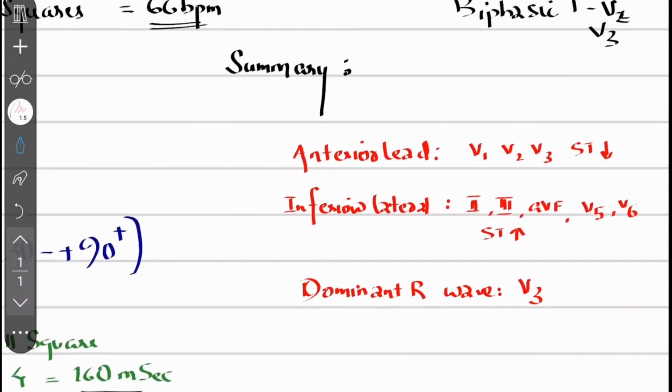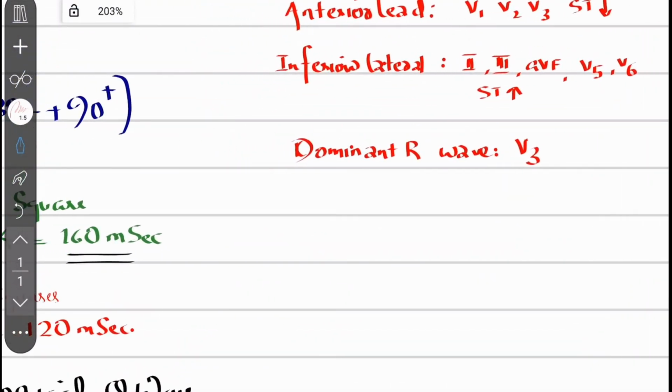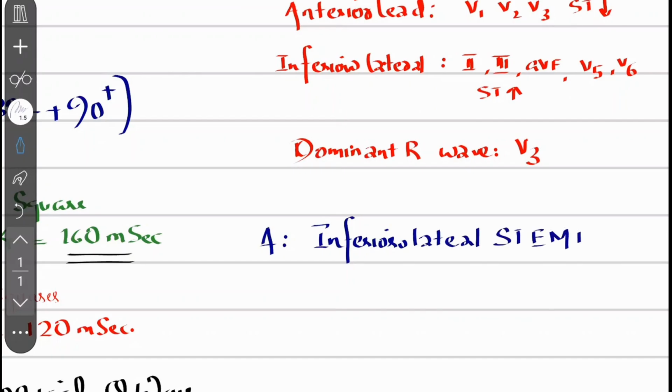So finally we can come to the conclusion that it is a case of inferolateral ST segment elevation MI. It's called STEMI, inferolateral STEMI. And why is there ST segment depression in V1, V2, and V3? Because these anterior leads are showing depression with the dominant R wave in V3.